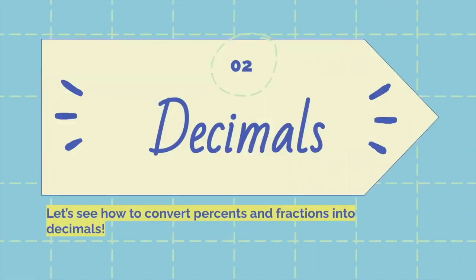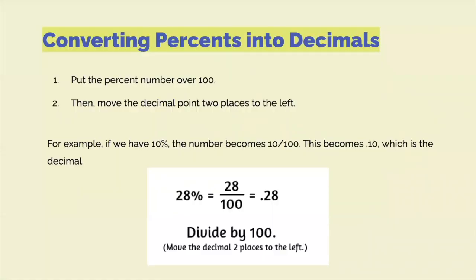Let's see how to convert percents and fractions into decimals. First, let's look at converting percents into decimals. The first step is to put the percent number over 100. Then, move the decimal point 2 places to the left, or divide it by 100. For example, if we have 10%, the number becomes 10 over 100. This becomes 10 tenths, which is the decimal.